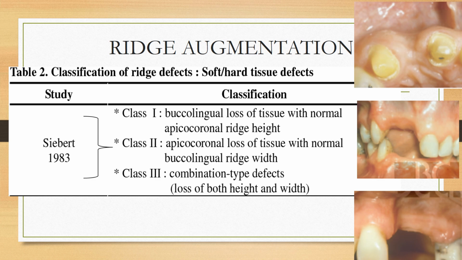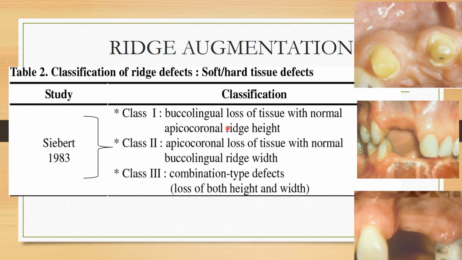So coming to the ridge augmentation, before going to it, we will classify the ridge defect. According to the classification, we will be planning the treatment. So according to Seibert 1983, what is class 1?